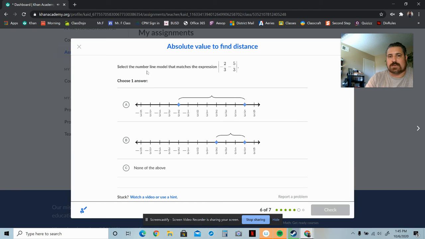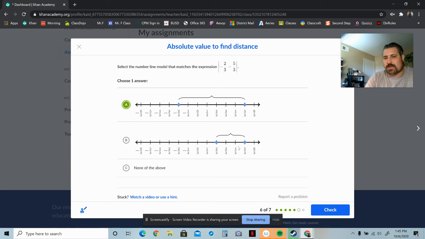Okay, this one says select the number line model that matches the expression absolute value of negative 2/3 take away 5/3. Okay, so we want the one that matches that. So it's basically starting at negative 2/3. Okay, there you go. And then subtract 5/3 means you're going to go to positive 5/3, right? So it's this, take away this. This is the one that works.